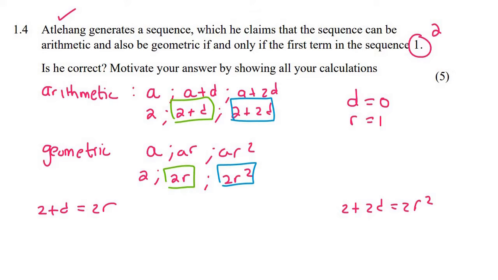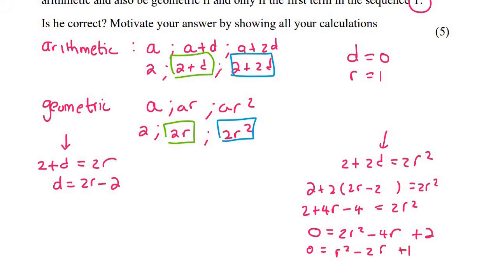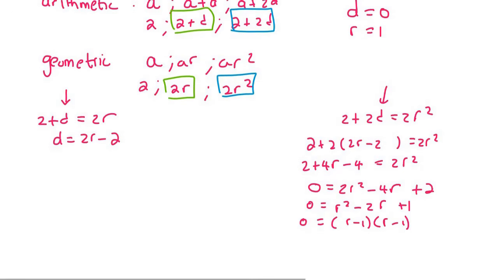Now I'm going to get d alone in this equation, so d is equal to 2r minus 2. And I'm going to plug that over here. So that will be 2 plus 2 in brackets 2r minus 2 equals 2r squared. Then I'm going to multiply in and take everything to the right hand side, and that would eventually become like that. I'm going to divide by 2, so we just get r squared minus 2r plus 1. If you factorize this, you're going to get r minus 1 and another r minus 1. And so if you solve for r, you would get that r is 1.